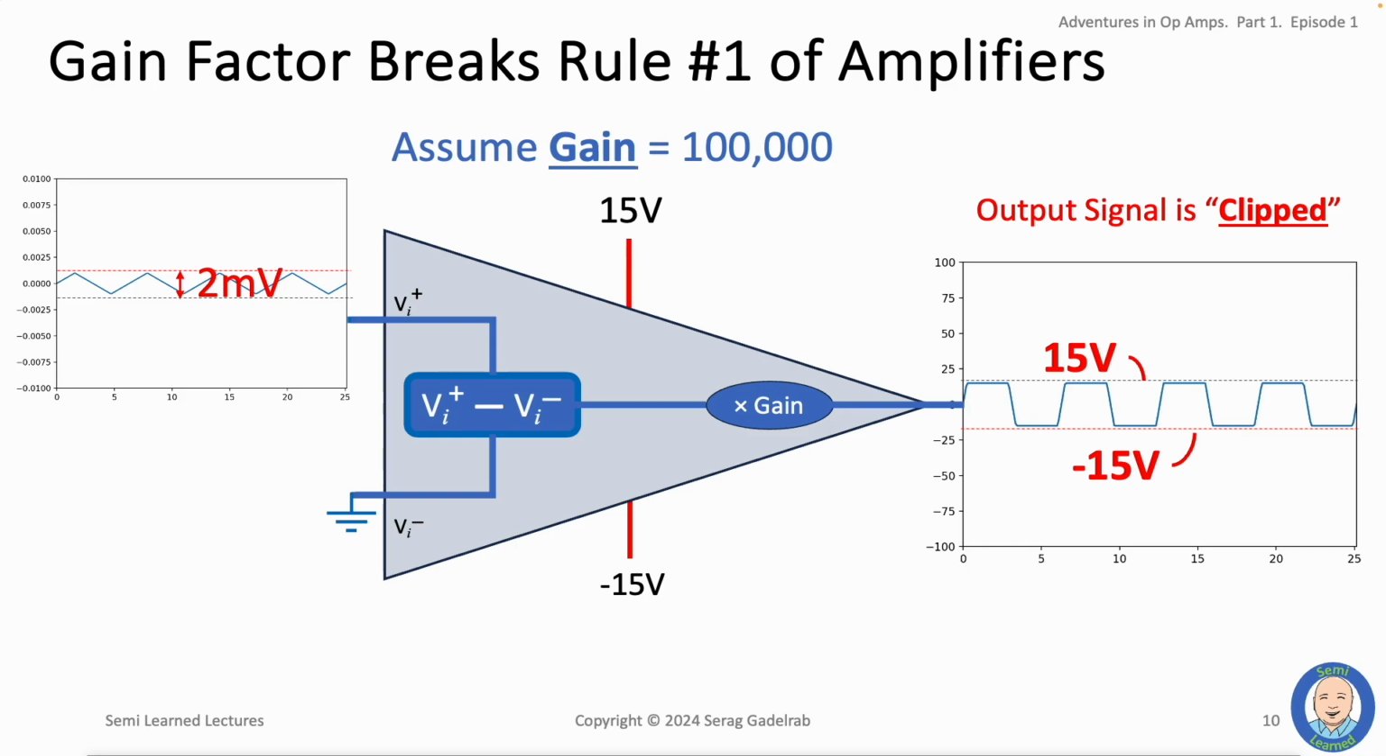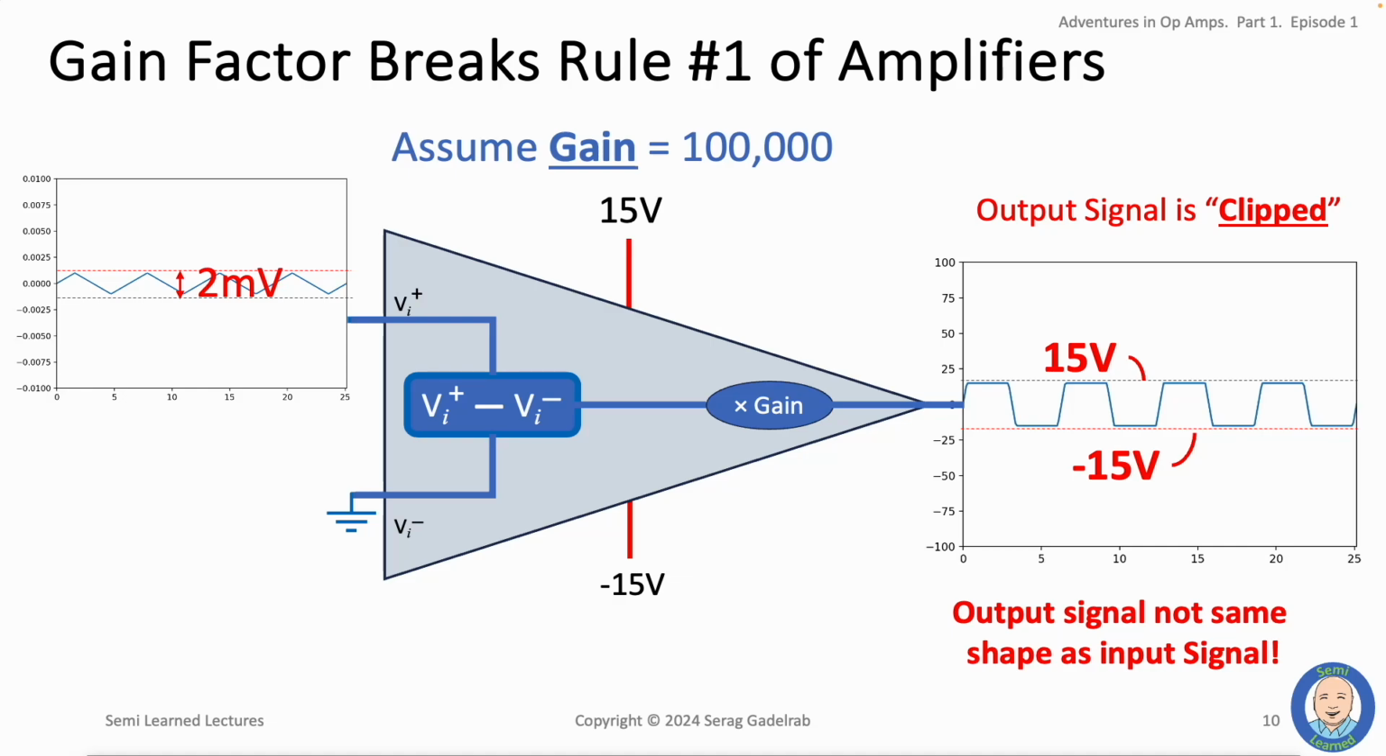That means this configuration of the op-amp, coupled with the very high gain, will break the first and most important rule of amplifiers, which stipulates that the output signal has to have the exact same shape as the input signal. So this arrangement of an op-amp with a signal on the positive input and the ground on the negative input will not give us a good amplifier due to the very high gain of the op-amp. We need to find another way to use the op-amp as an amplifier.